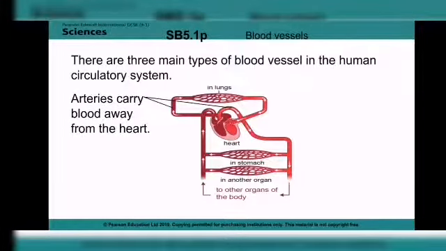Arteries carry blood away from the heart. They tend to carry oxygenated blood, but that's not a good definition because there are two arteries that carry deoxygenated blood: the pulmonary artery and the umbilical artery.